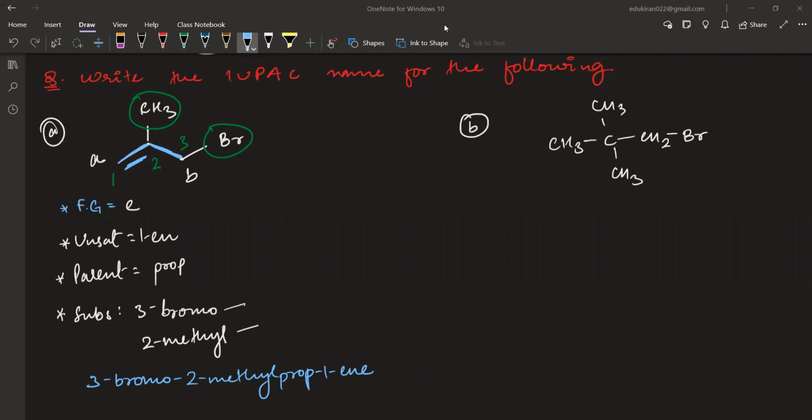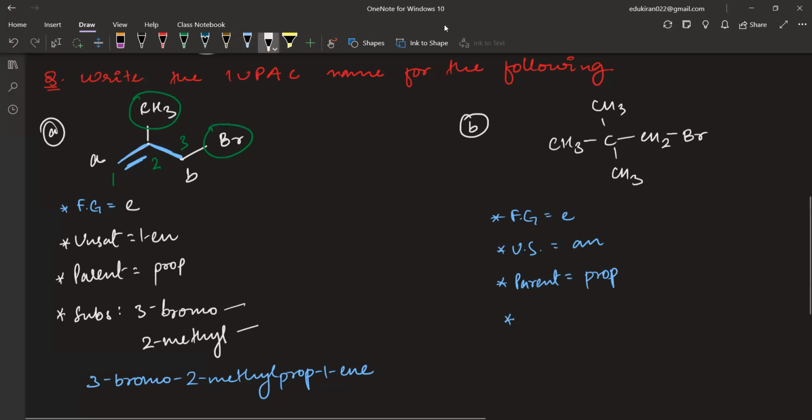Chalo, so for the next one, the functional group here also will be equal to what? E. Then the unsaturation will be AN because there is no double or triple bond. What will be the parent, guys? Tell me what will be the parent? Prop. The parent will be prop, sir. Okay, now the parent we have chosen, this is the parent, right?